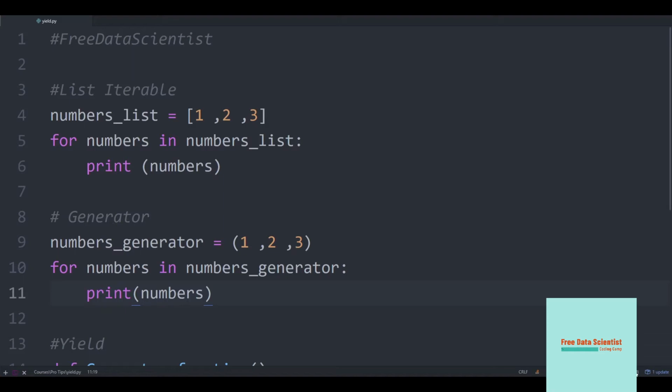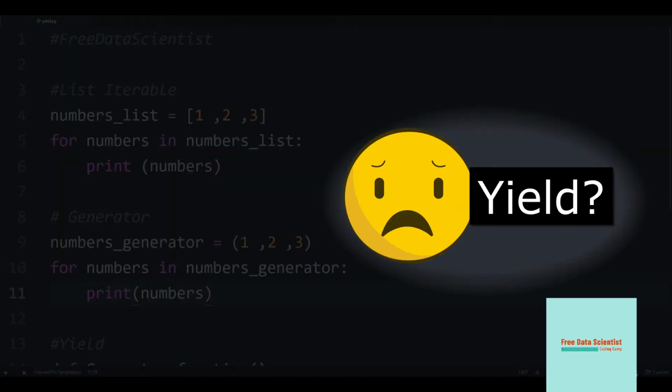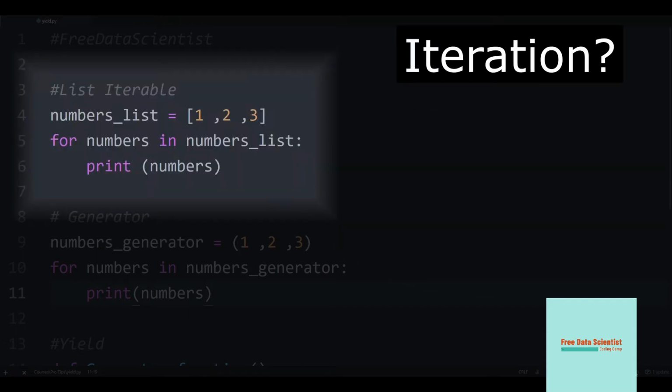In this Python tip number 2, we will answer a common question for Python. And this question is, what does the yield keyword do in Python? To answer this question, we first need to clarify what an iteration is. An iteration is when you read items one by one.